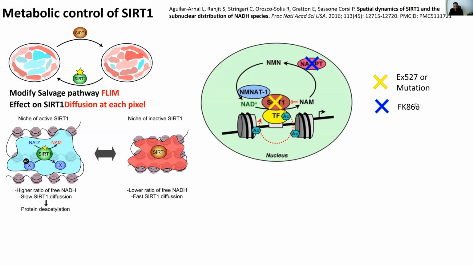We also added FK866, which is a drug that blocks this enzyme, which is the rate limiting step of this process. So these are our direct controls. But in our metabolic control, we added NAD and NAM and see what happens to this.